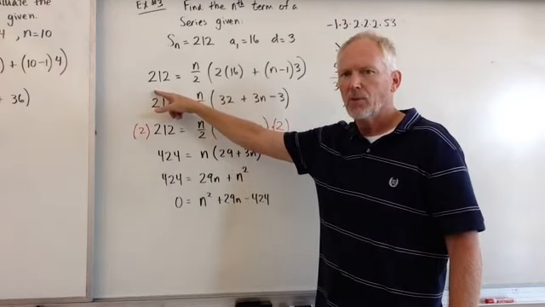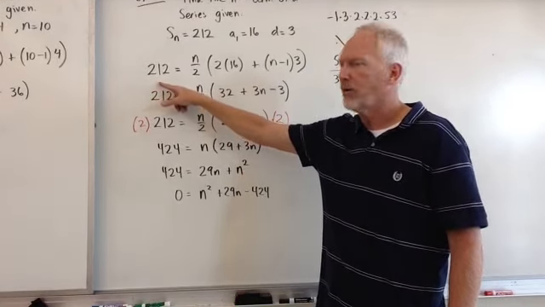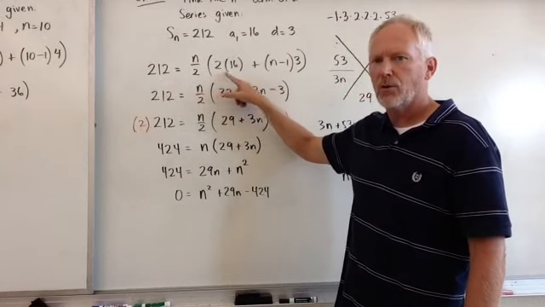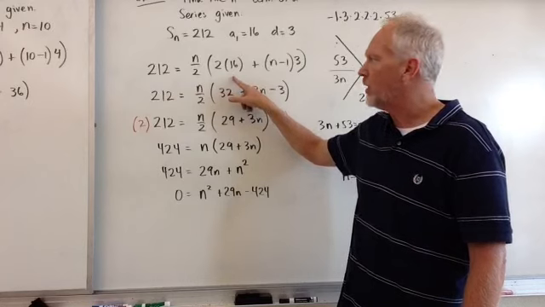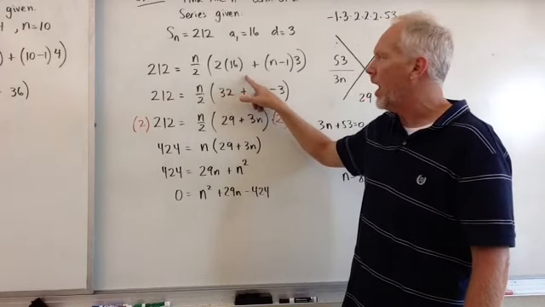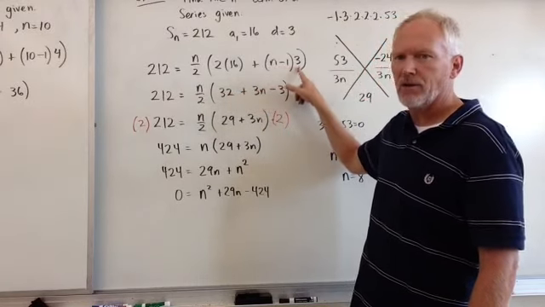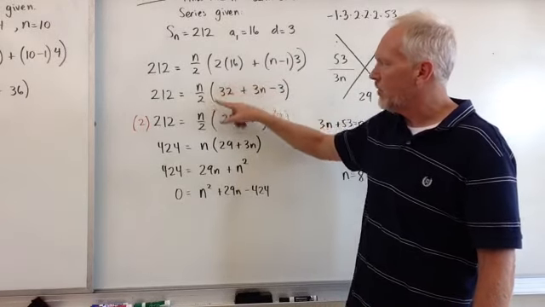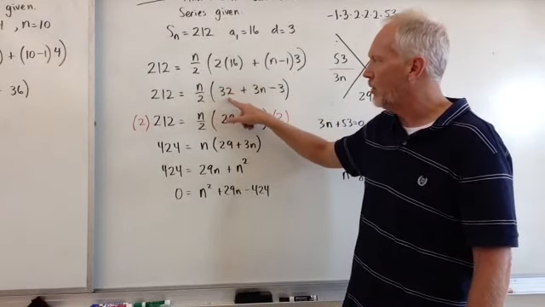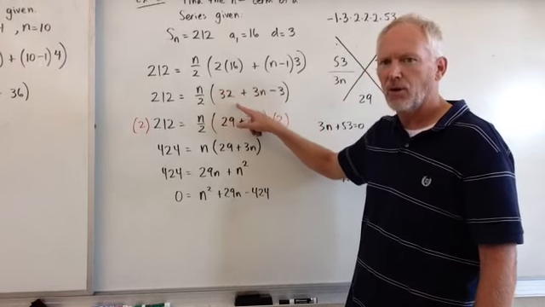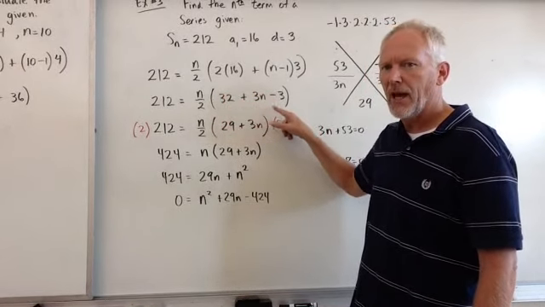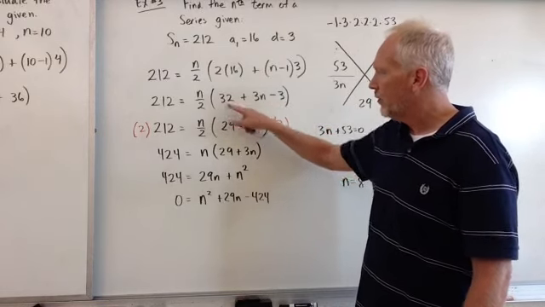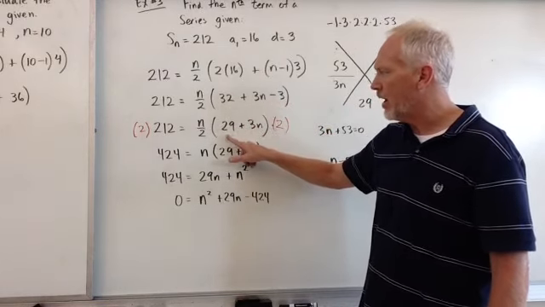So we set it up. We substitute all the values that we have. 212 equals n over 2 times the quantity of a sub 1, which is 16, plus n minus 1 times 3. That's our common difference. So with some simplification, n over 2, 2 times 16 is 32, plus 3n minus 3. We can simplify again. 32 minus 3 is 29.